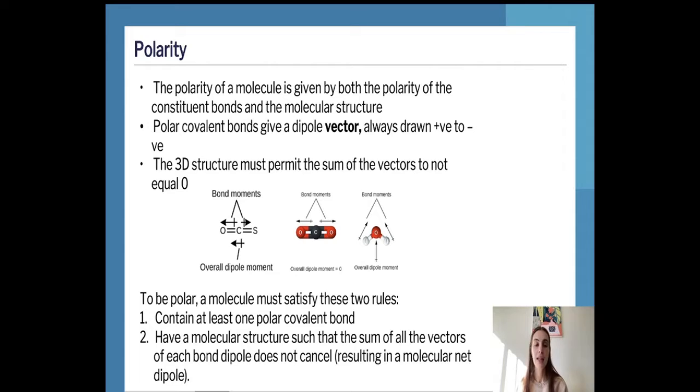And so a molecular net dipole is just going to mean that overall one side of the molecule is more positive and the other side is more negative, with the more negative side being the side at which more of the electrons have been attracted to due to that difference in electronegativity being focused on one side of the molecule. And so that occurs in a non-symmetrical molecule.